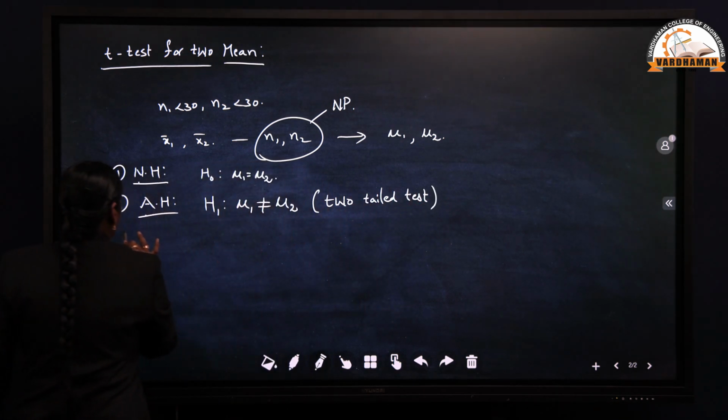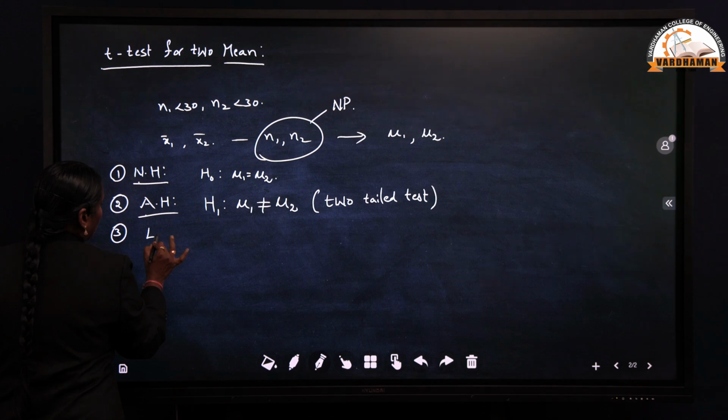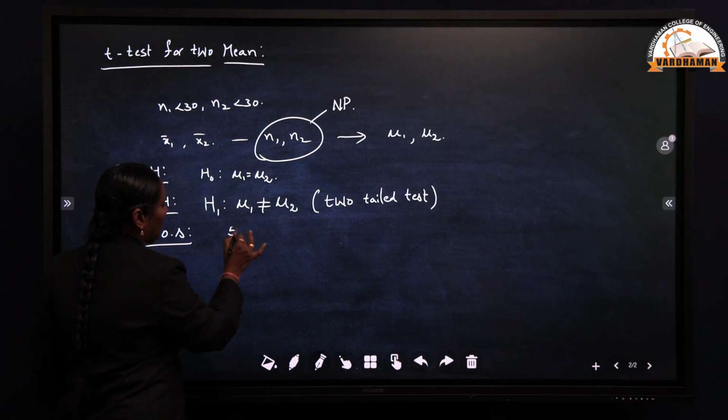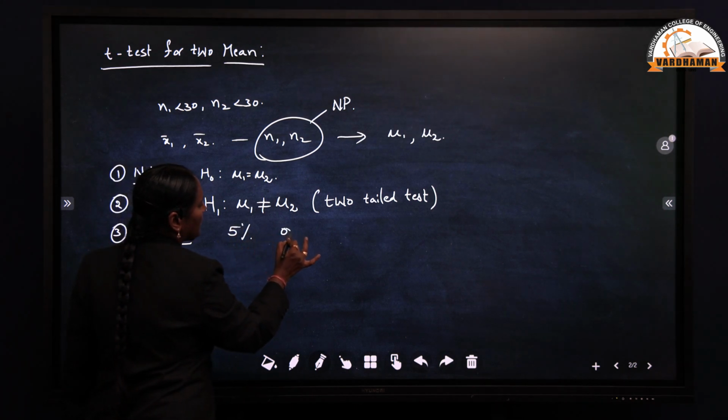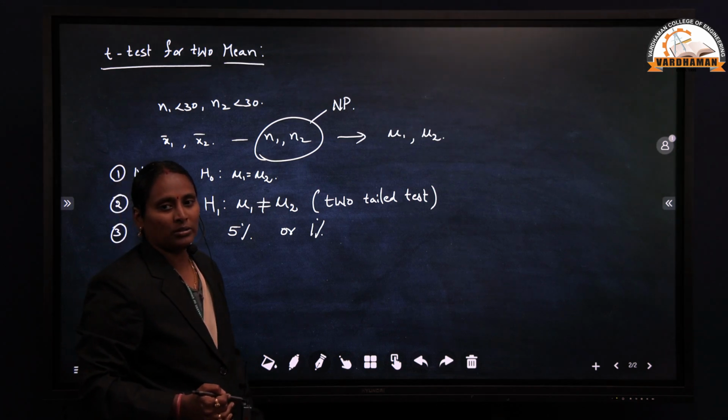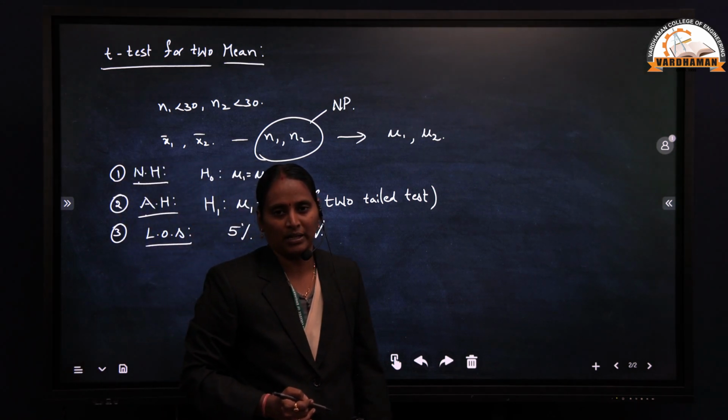So the third step is, as usual, the level of significance. In the problem, if they did not mention anything, we find the level of significance at 5% level of significance. If they are asking to check the level of significance at 1%, we have to follow the table value of 1% level of significance.